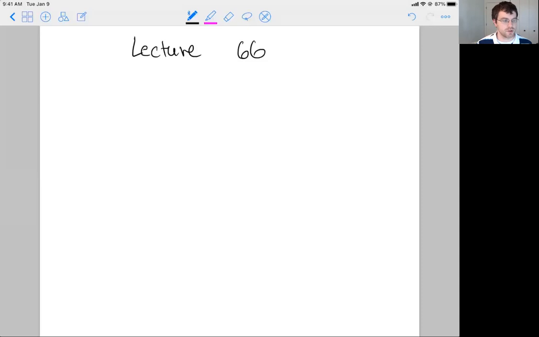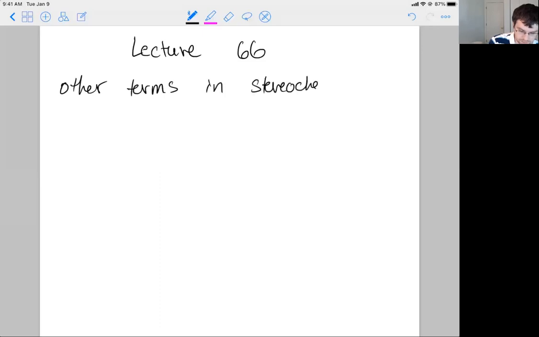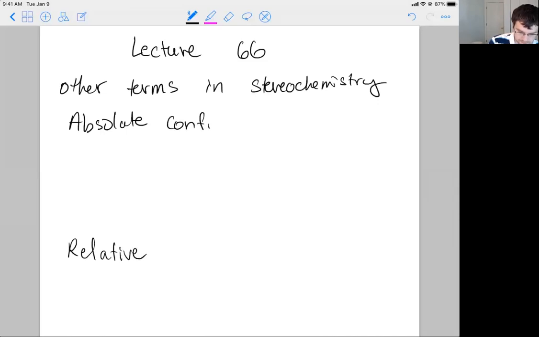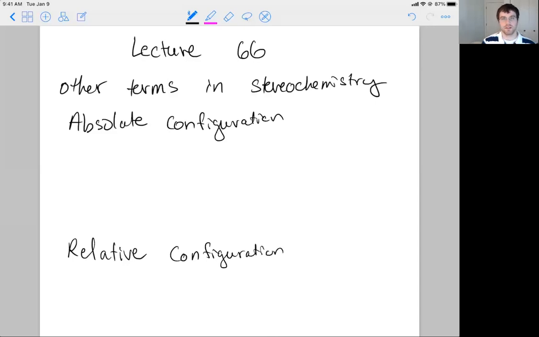Right away, what I want to do is introduce some new terms, and they're both related to configuration. These are other terms in stereochemistry. They are absolute and relative configuration. Absolute and relative configuration are two important sets of words for describing the stereochemistry of chiral molecules. And we've been studying absolute configuration for a few lectures now.